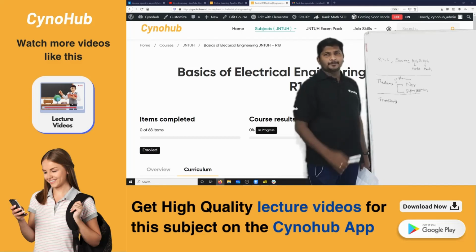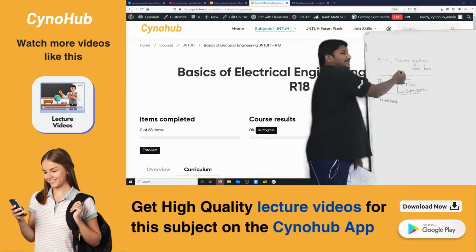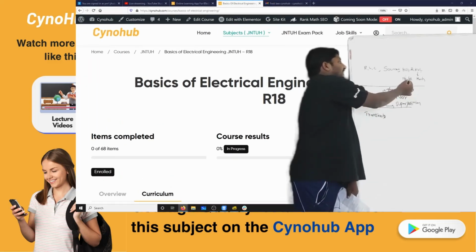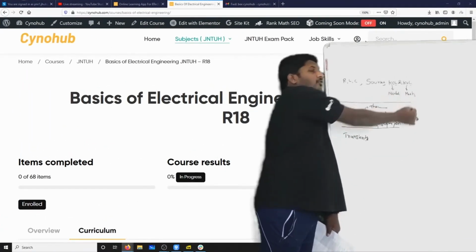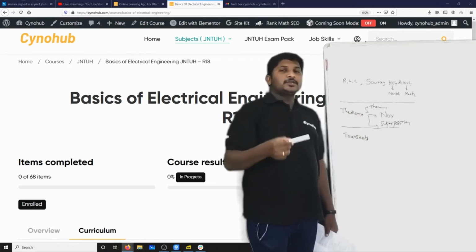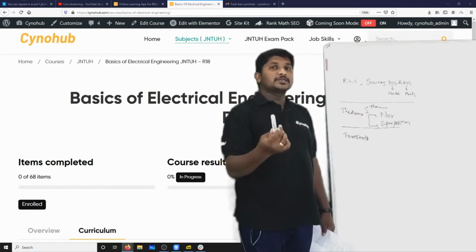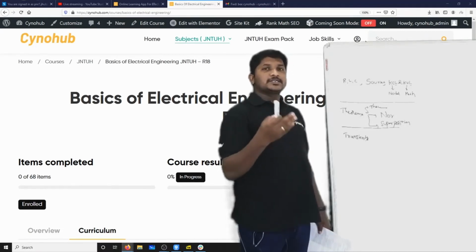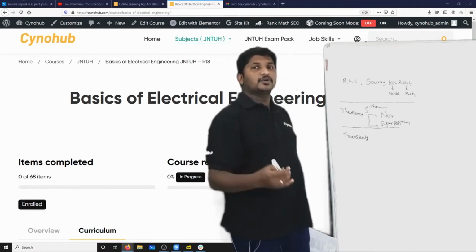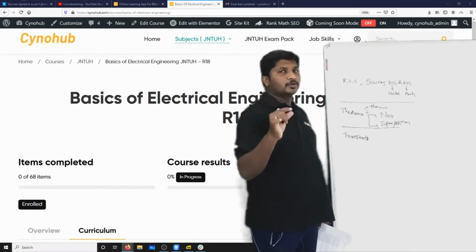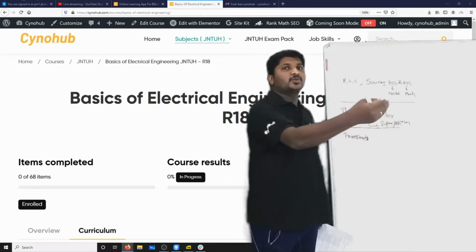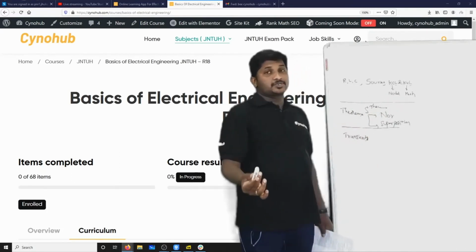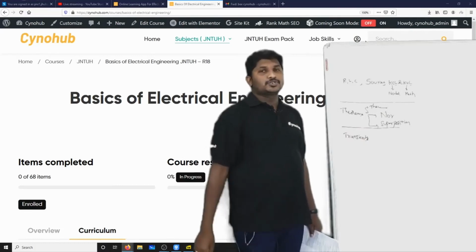I am repeating: classification of sources, definition of KCL, definition of KVL. While studying KCL and KVL, please study one sample example. Take 1 or 2 resistors, say 2 ohms or 4 ohms. It is a very small problem you have to study, because they may ask to define KCL with one example. Next, statements of the theorems. Those are all short answer questions.